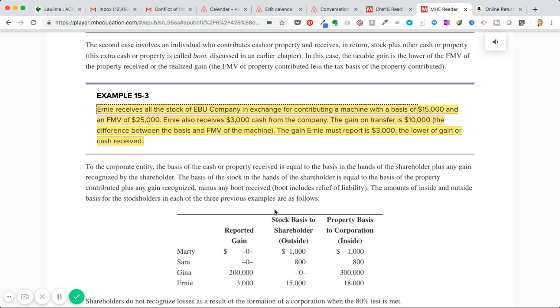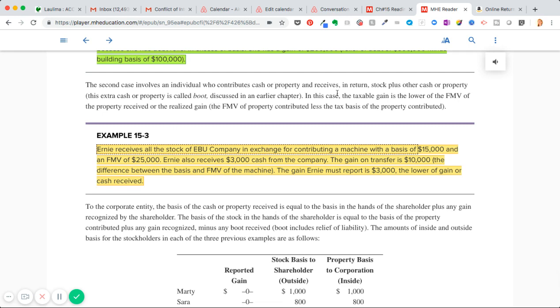So Ernie receives the stock of EBU company in exchange for contributing a machine with a basis of $15,000 and a fair market value of $25,000. Ernie also receives $3,000 cash from the company. The gain on the transfer: what happens? He contributed a machine with a basis of $15,000 and a fair market value of $25,000, which means he got $25,000 worth of value when his basis was $15,000, and he also received $3,000 cash from the company. So the gain on the transfer is $10,000, the difference between the basis and the fair market value, and the gain Ernie must report is $3,000 because it's the lower of the gain or cash received, which is what it says up here.